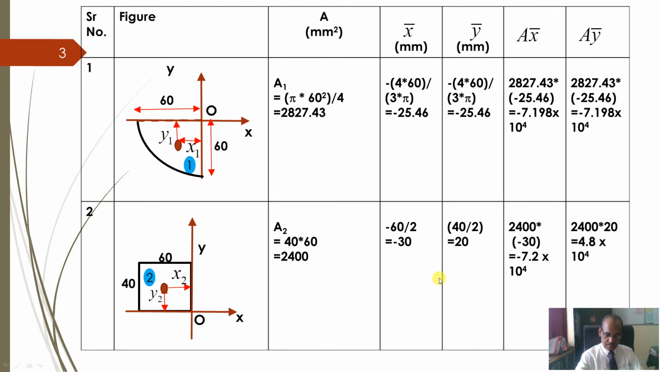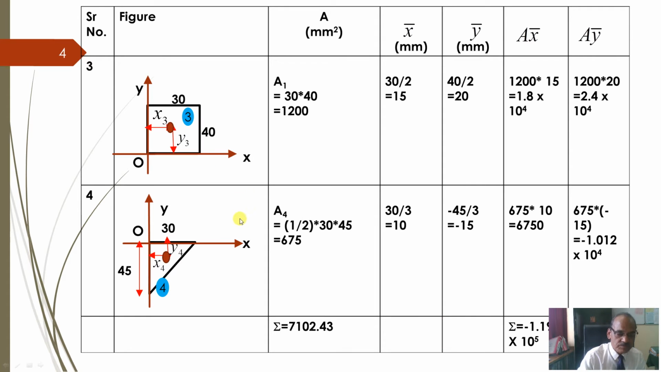Then the third one, the rectangle which is in the first quadrant. This is simple, you know it. The area is 30 by 40, 1200, and the x coordinate will be 30 by 2, 15. The y coordinate will be 40 by 2, 20. You write down a3 x3 here, and again a3 y3 here.